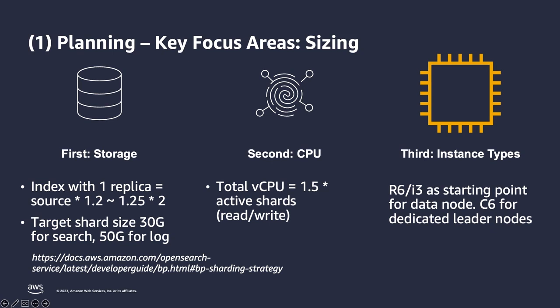If you need more CPU, then you can have a C instance class for your CPU requirement. In Amazon OpenSearch Service, you decide on two types of nodes. The first is your data node, and the second is your dedicated leader node. For the dedicated leader node, we recommend a C instance class, so it can be a C5 or C6 instance class for your dedicated leader node.